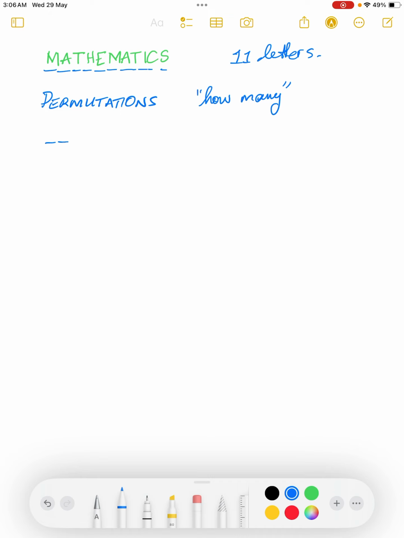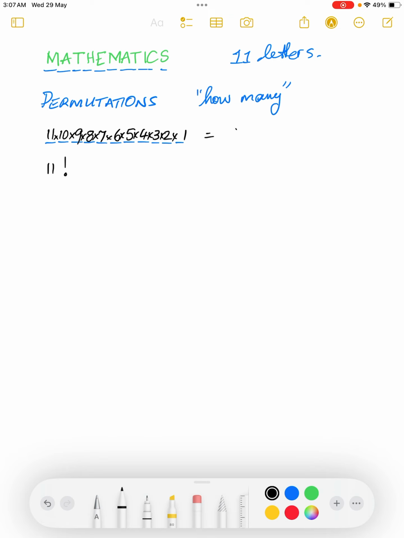So we've got 11 positions. And previously you would have learned that we could choose any one of the 11 letters for the first position, which leaves 10 remaining for the second position, 9 for the third, 8 possibilities for the fourth, and it continues all the way until you've got down to only one choice for the last remaining letter. Now, we've learned that this is 11 factorial. That's a very big number.